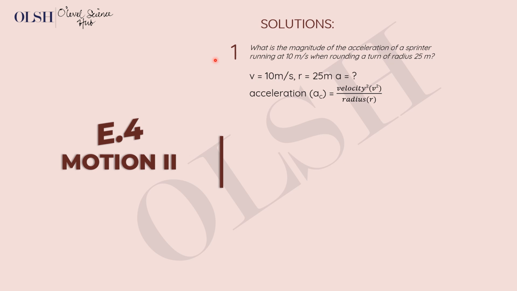Of course, this guy is rounding the corner, so he's going to be experiencing centripetal force, and therefore there's going to be centripetal acceleration. Putting our values into this expression, we have 10 meters per second, squared, divided by 25 meters, which gives us 4 meters per second squared as our answer. So that was an easy one.